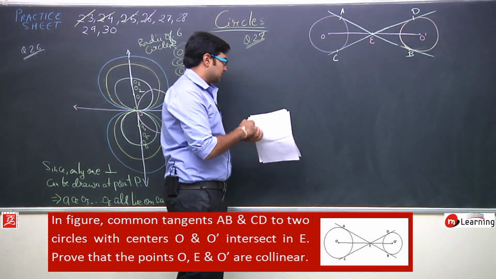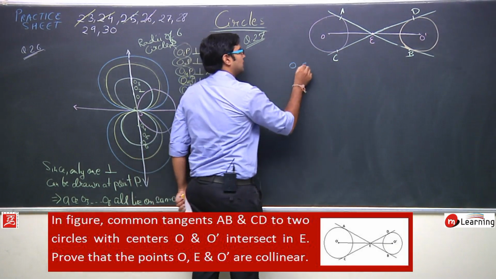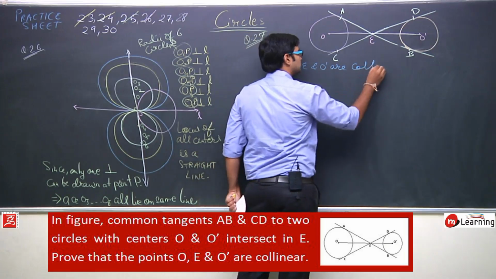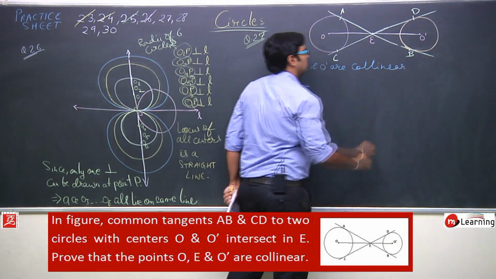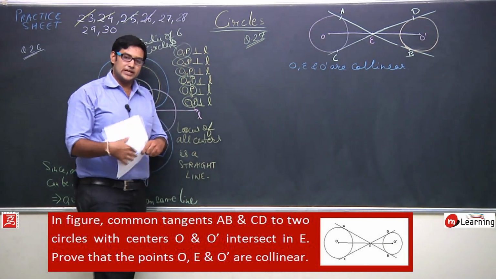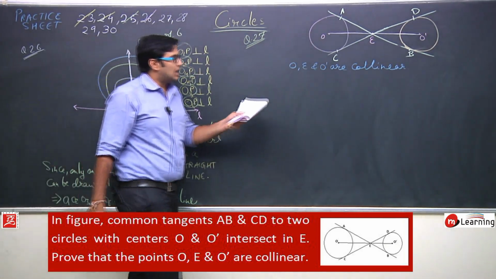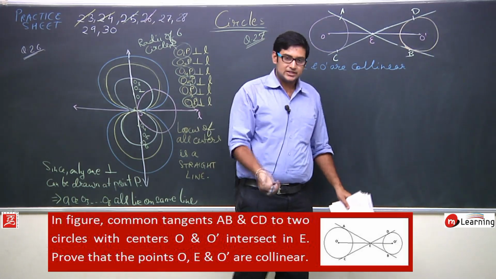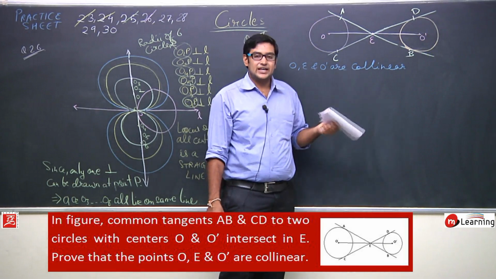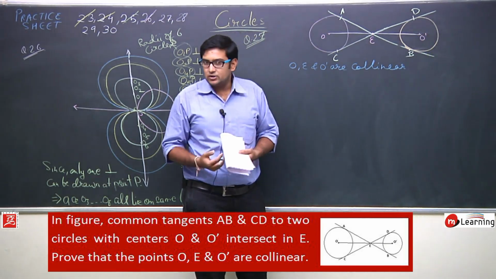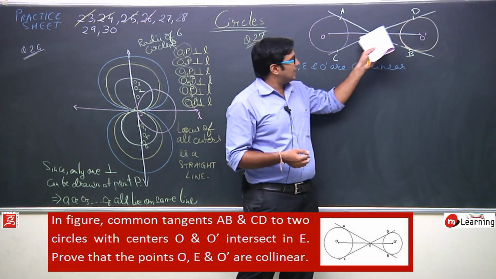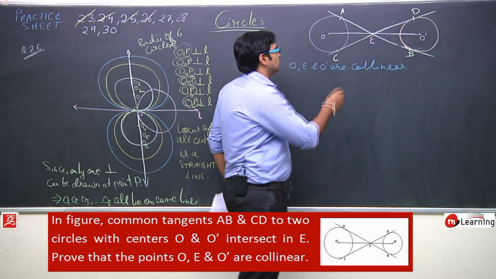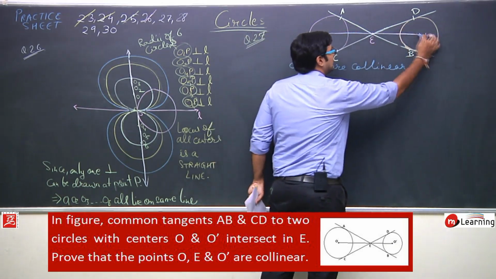What you need to prove is O, E and O dash are collinear points. Okay. What is meant by collinear? Collinear means that these 3 points lie on the same straight line. It means if I want to prove that O, E and O dash are collinear, simply what I need to prove is that O, E and O dash form a straight line. I just need to prove that this line is a straight line.